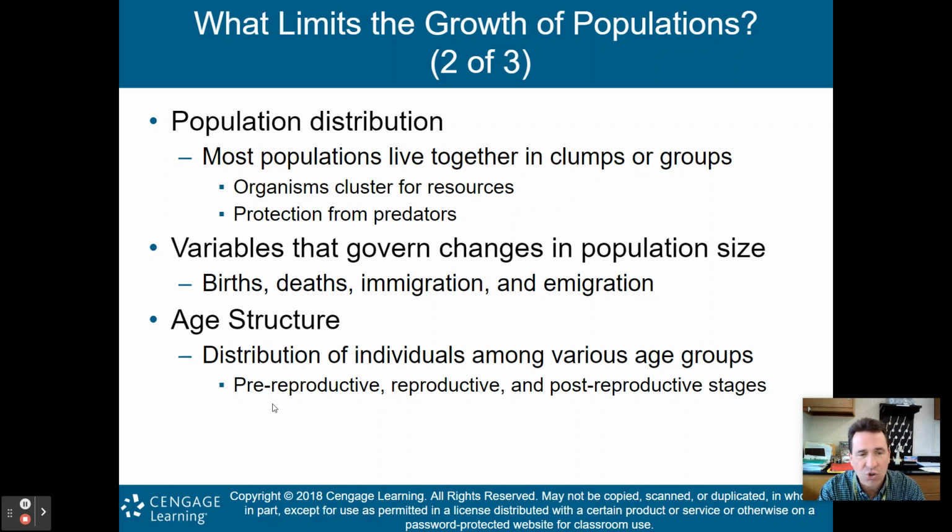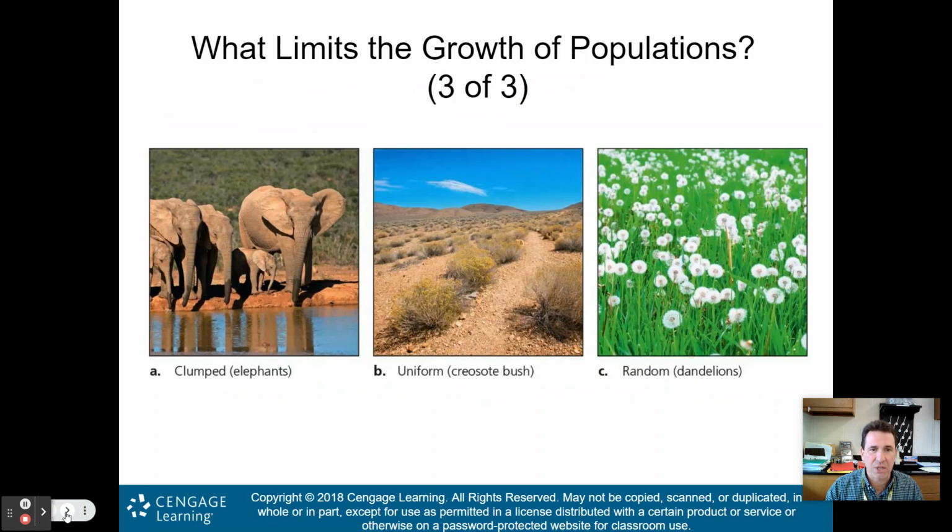There's also the age structure, which is the distribution of individuals among various age groups. We have pre-reproductive, reproductive, and post-reproductive stages, and we're actually going to investigate this in depth when we get to chapter 8, which is coming up next. We'll talk more about age structure and distribution of individuals with various age groups come chapter 8.